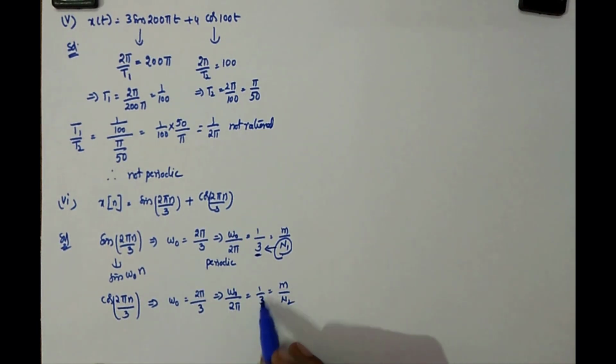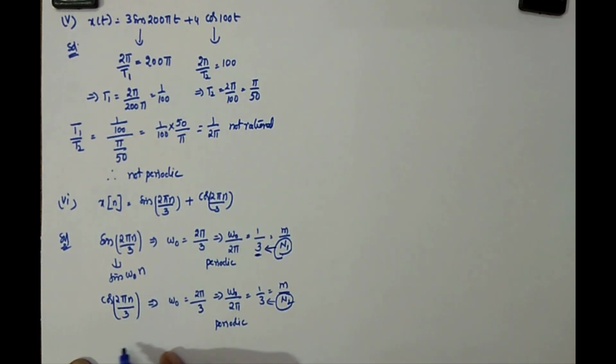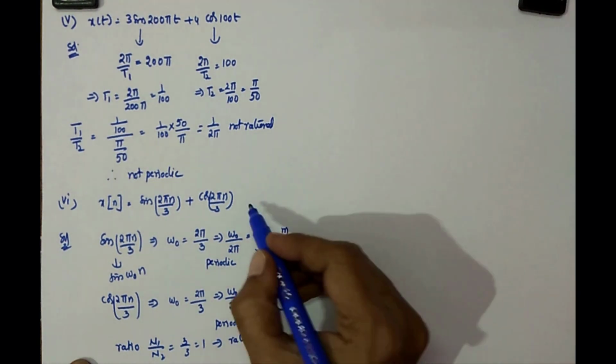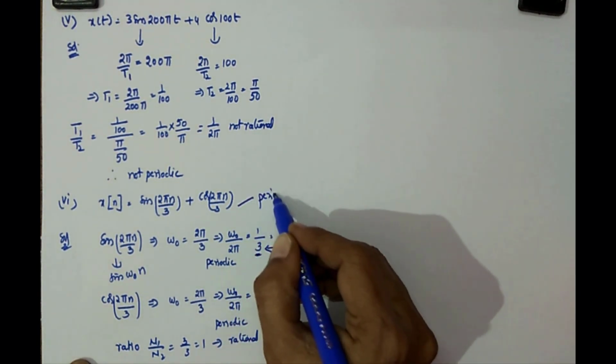Here also 1 by 3 is rational, so again the second term is also said to be periodic. And what is the period? N2 is the period and is again 3. Then for the combination, take the ratio again. N1 by N2, 3 by 3, 1. So what is this? Rational number. Hence the signal is said to be periodic.